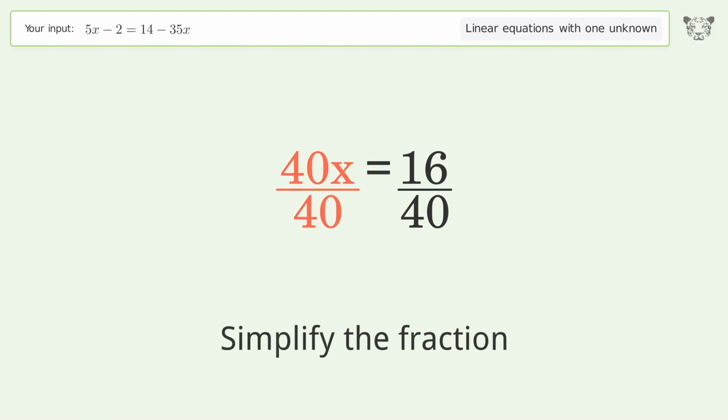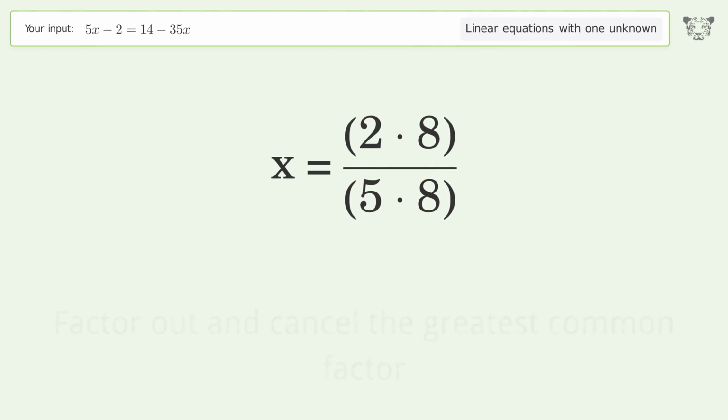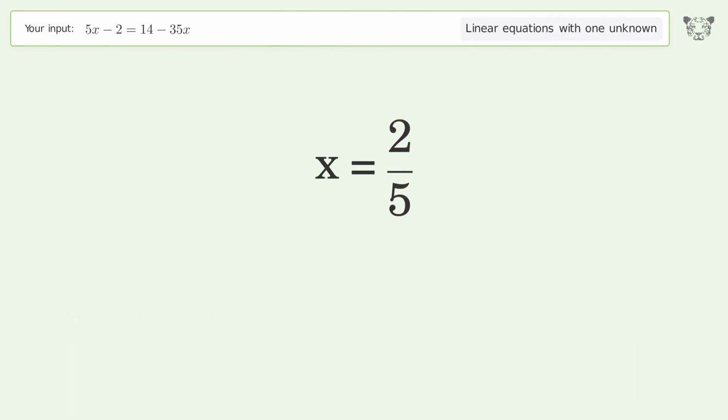Simplify the fraction. Find the greatest common factor of the numerator and denominator. Factor out and cancel the greatest common factor. And so the final result is x equals 2 over 5.